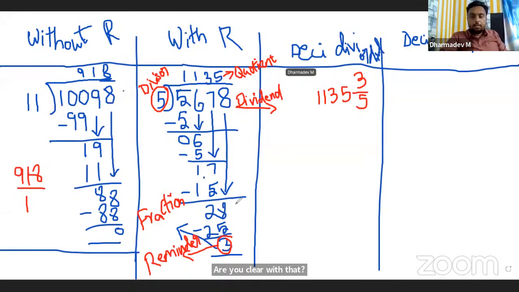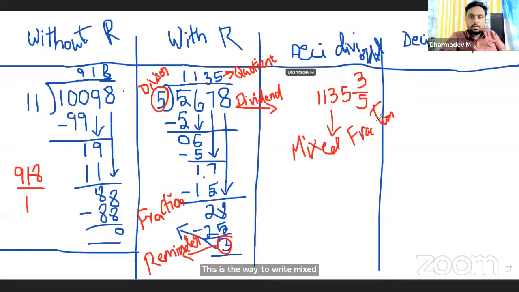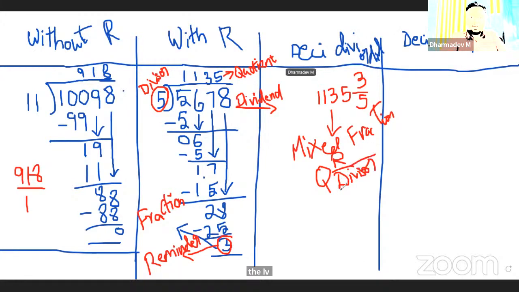I'm going to turn on the mic and I'll write some questions. You're going to quickly tell me the answer. This is the format, it's called a mixed fraction. This is the way to write a mixed fraction: the quotient, then the remainder over the divisor. Not the dividend, the divisor, D-I-V-I-S-O-R, to be written in this format. Please take note, I will be erasing it after finishing. Are you clear with that?